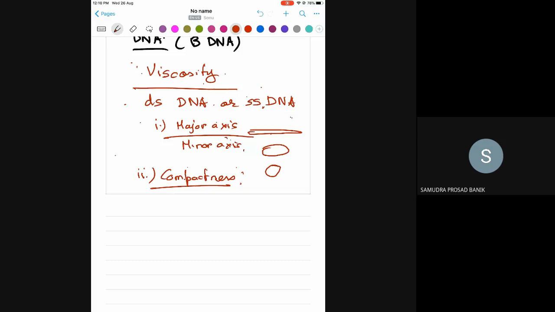So you have to remember two conditions. In low salt concentration, dsDNA will have a lower viscosity than ssDNA, but at high salt concentration, ssDNA will have a lower viscosity than dsDNA. Is it clear? Okay, check whether it is understood.